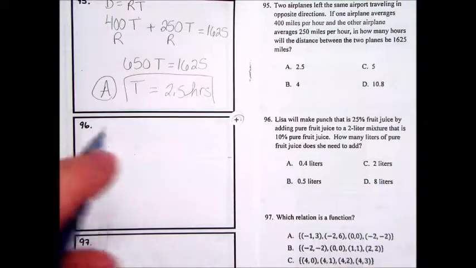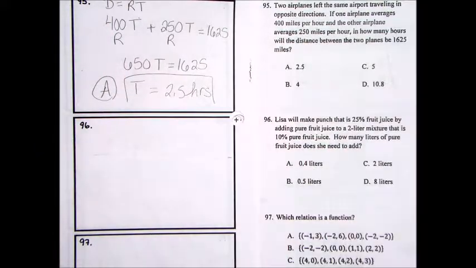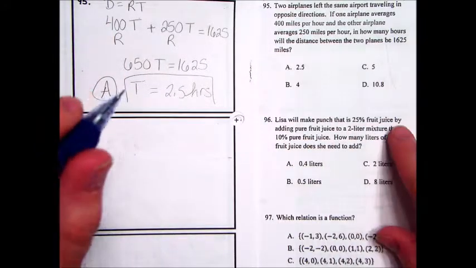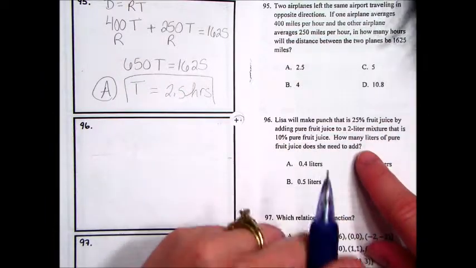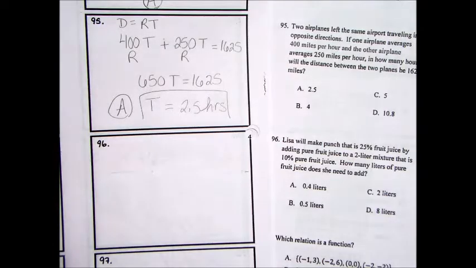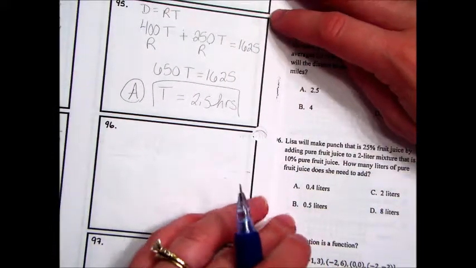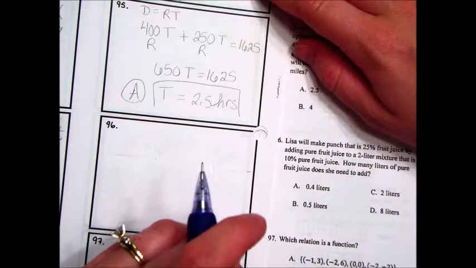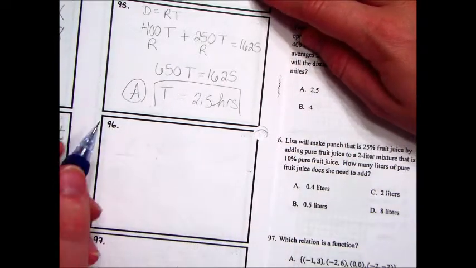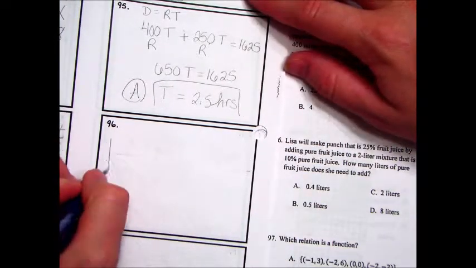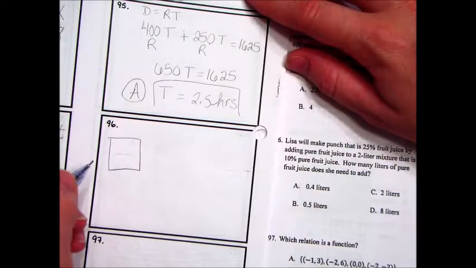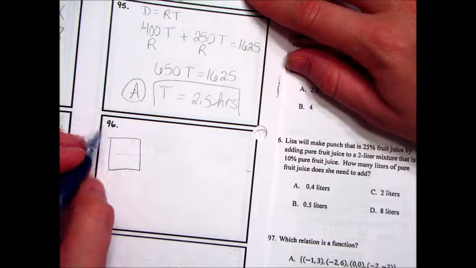96. Lisa will make a punch that is 25% fruit juice by adding pure fruit juice to a 2-liter mixture that is 10% pure fruit juice. Okay, so what she currently has is 2 liters. I'm going to draw a picture of this. I'm hoping that will make sense to you.